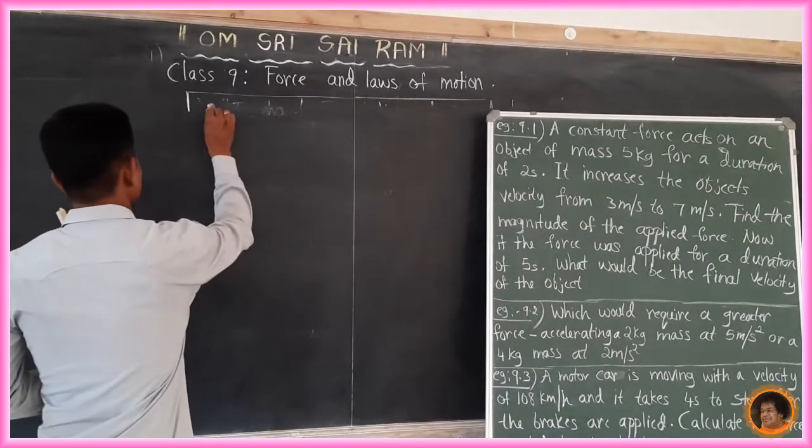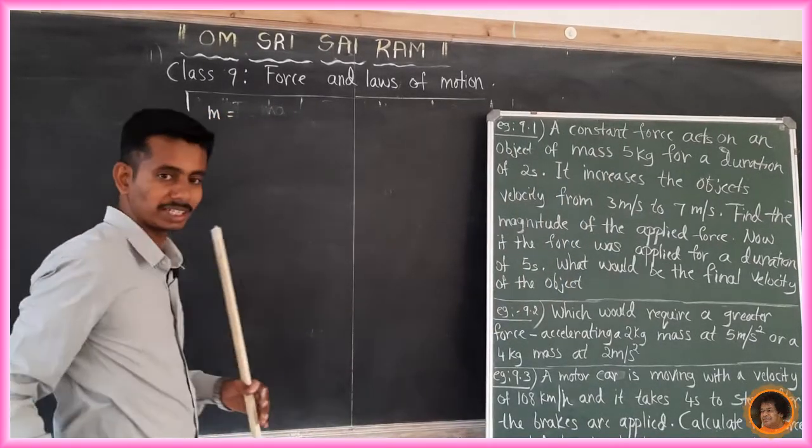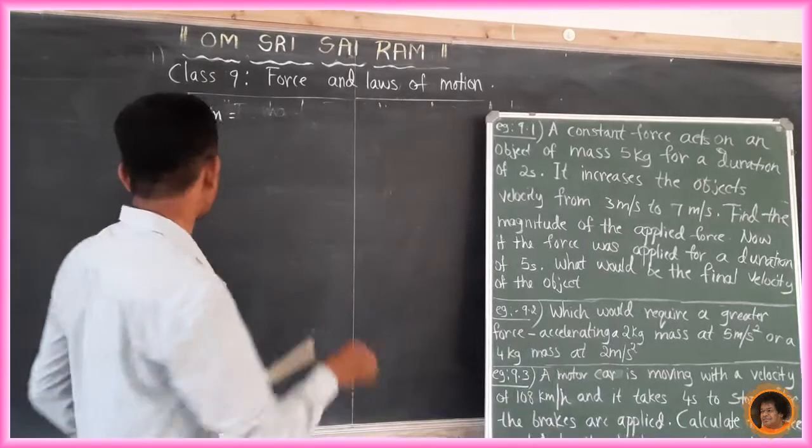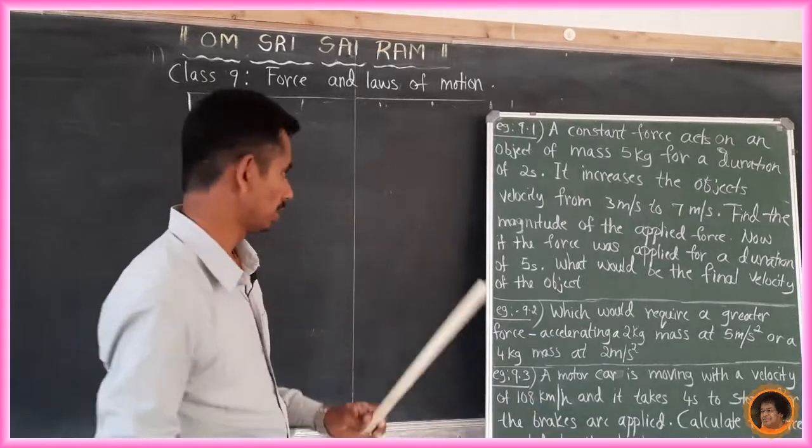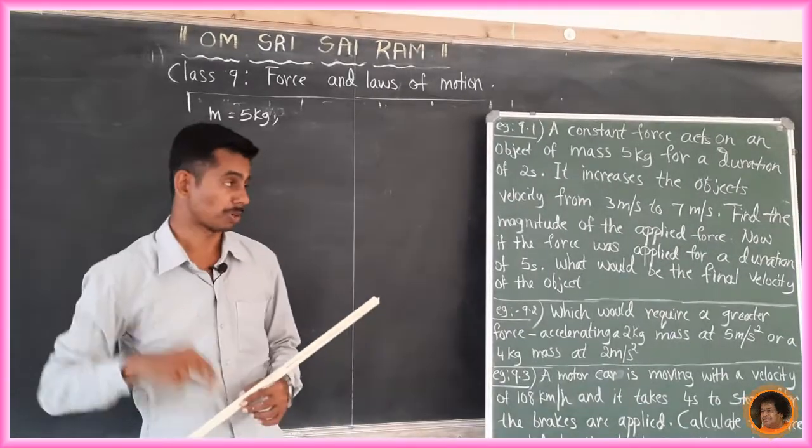Object of mass m. Mass is denoted by the letter m. So, mass m equal to 5 kg. First, write the data. Then we get an idea of which formula is suitable for that problem.